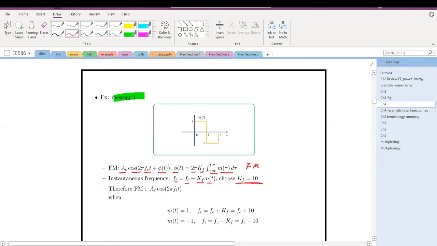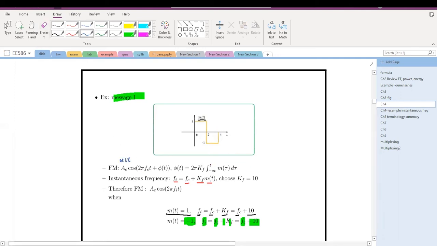If we choose kf equals 10, kf is normally given for FM modulation, then when m(t) equals 1, the instantaneous frequency equals fc plus kf, that's fc plus 10. And for m(t) equals -1, the instantaneous frequency equals fc minus kf, that equals fc minus 10.